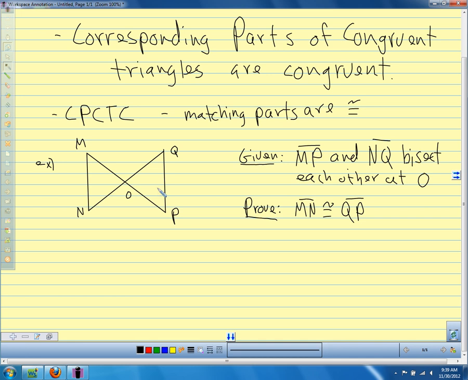But our plan is to show that the triangles are congruent. Not the plane, the plan. I want to show that triangle MNO is congruent to triangle PQO. If I can show that the triangles are congruent, then I know that the matching parts have to be congruent. So we're going to show that the triangles are congruent.